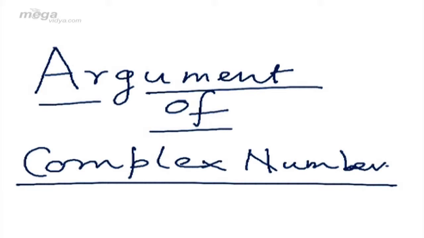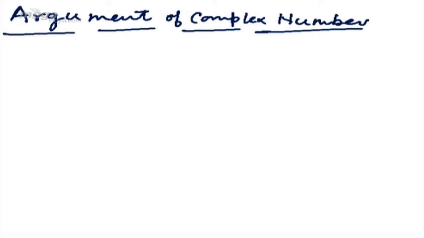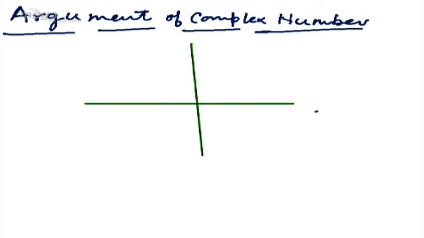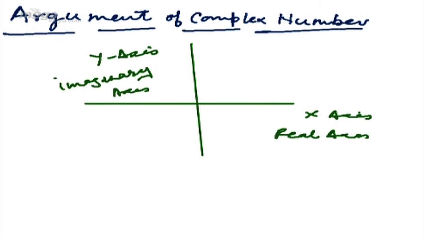My dear students, today we will discuss the argument of complex numbers. This is called the x-axis, the real axis in the complex plane. This is the y-axis, called the imaginary axis in the complex plane. So this diagram is called the Argand diagram.